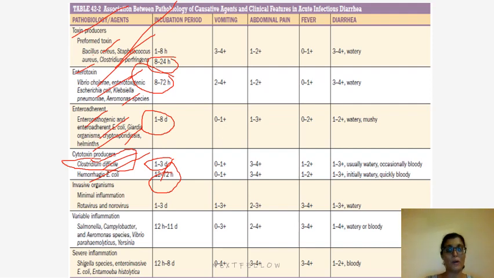It causes a very important condition known as pseudomembranous colitis. The drug of choice for this Clostridium difficile is usually metronidazole. If they do not respond to metronidazole, we give vancomycin.